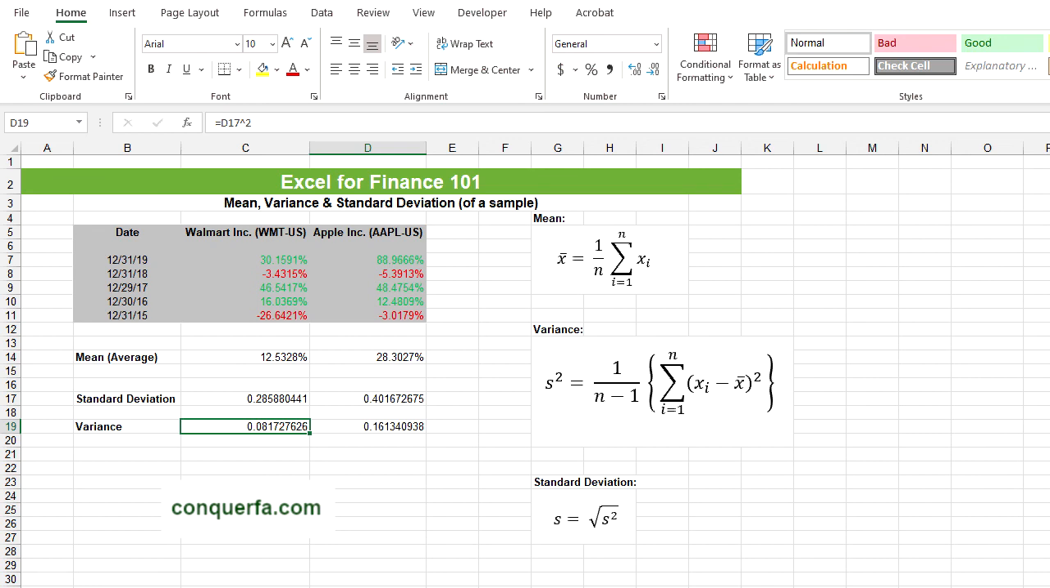So that's how you compute the mean, variance and standard deviation in Excel.